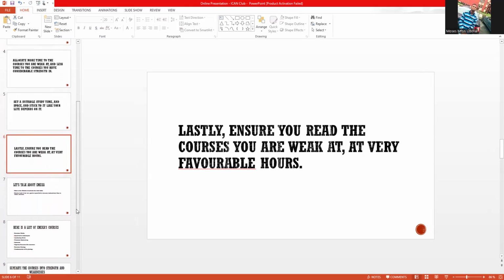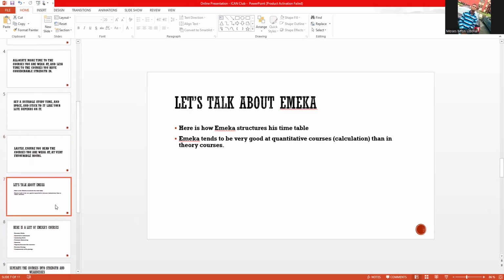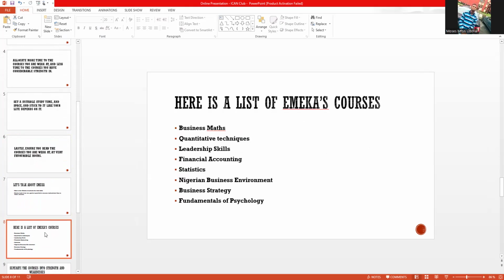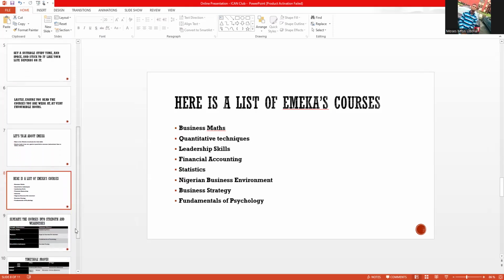Now let's talk about Emeka. Emeka is a student and he's trying to structure his timetable. Emeka tends to be very good at quantitative courses than in theory courses. Here's a list of the courses Emeka is offering in this semester. He's offering business math, quantitative techniques, leadership skills, financial accounting, statistics, Nigerian business environment, business strategy, and fundamentals of psychology.